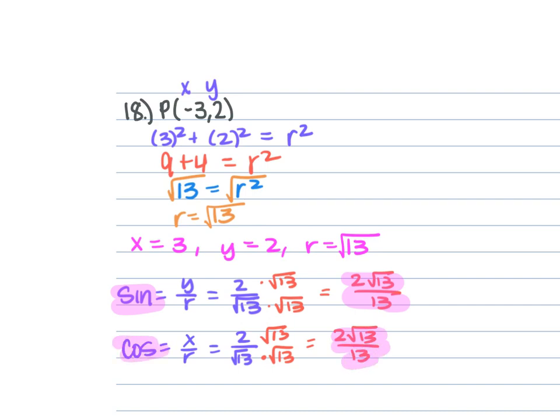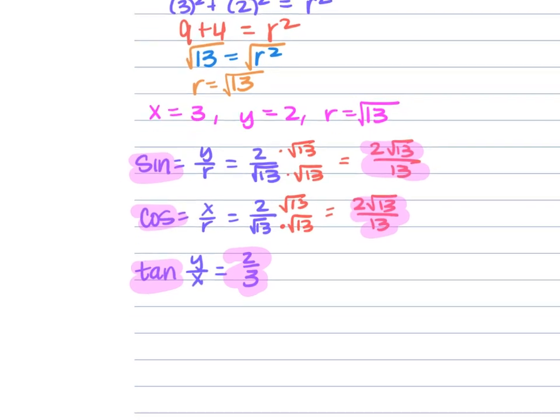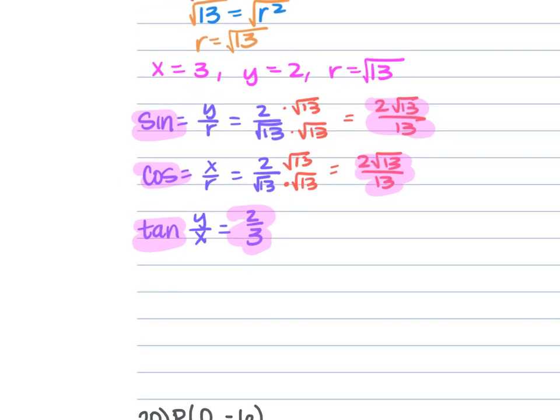For tangent, that's y over x. So this is going to be 2 over 3. For our next one, we have cosecant, which is the reciprocal of sine. So that's csc, and that's going to be r over y. So that's going to leave us with the square root of 13 over 2. We don't have to do anything else with that one, so we're done.